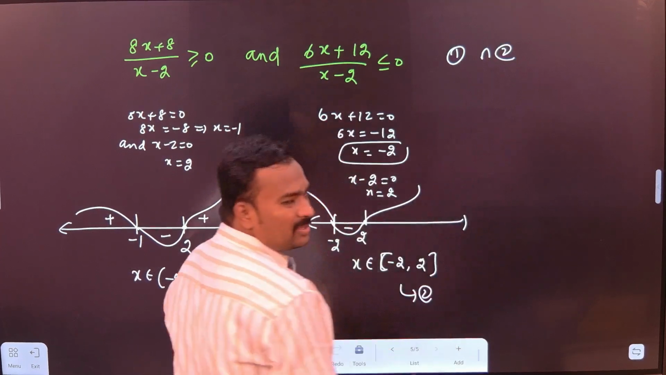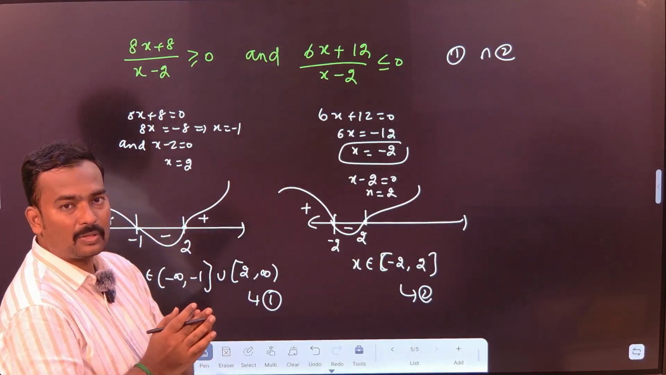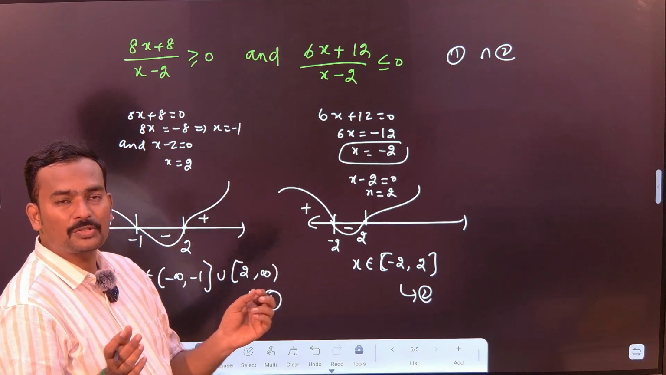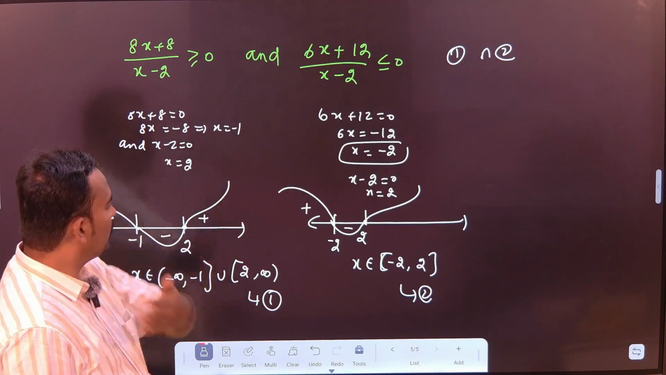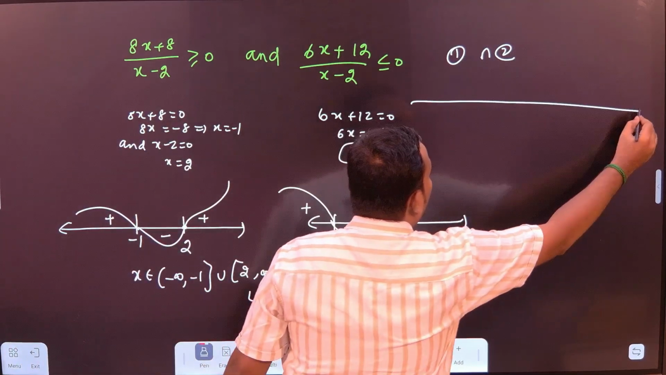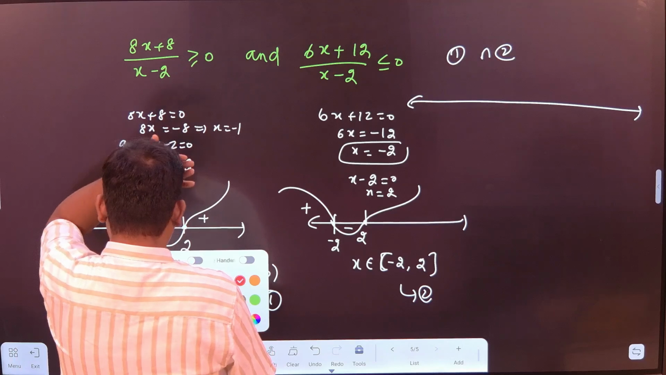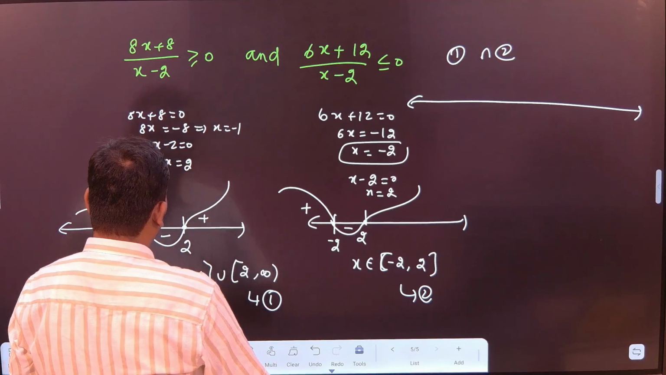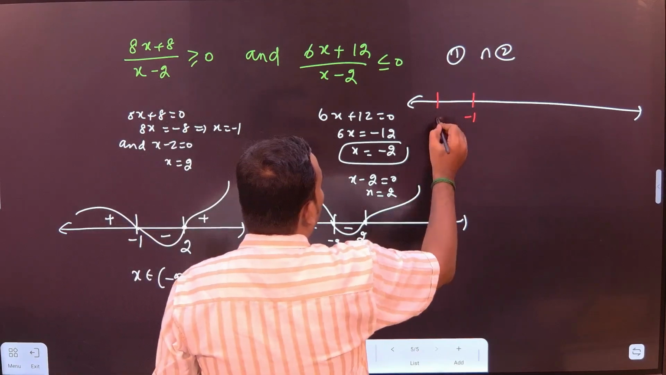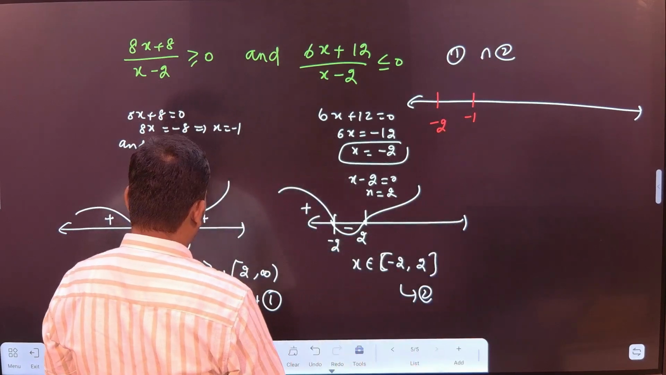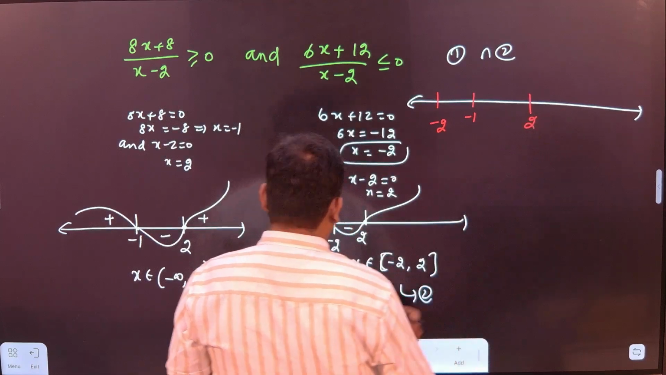Why are we taking the intersection? Because (7x plus 10) divided by (x minus 2) is between minus 1 to 1. So you need to find all the x values between that. So you take the intersection of this. First one you can see, what is the first one? Minus infinity to minus 1. Minus 1 you can take here. Minus 2 you can take here. And then 2, let us take here.